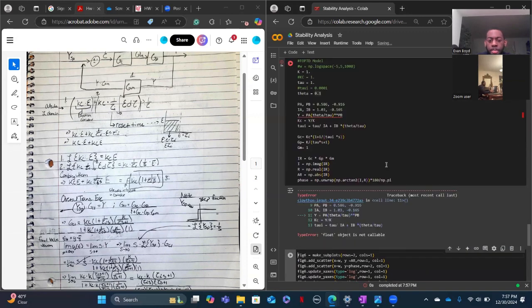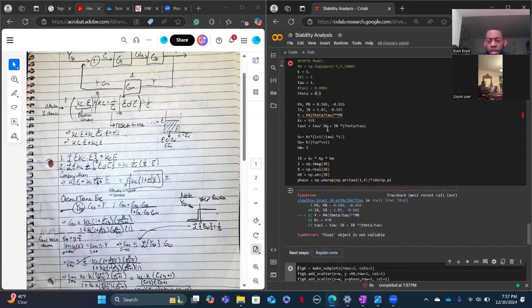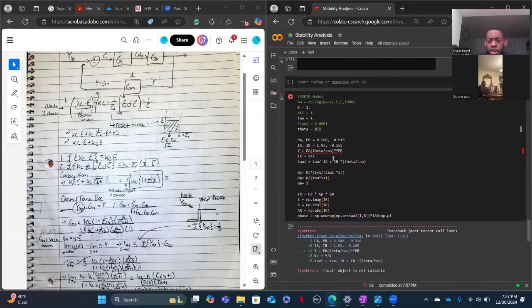Shift enter. Float is not callable. What's not callable?